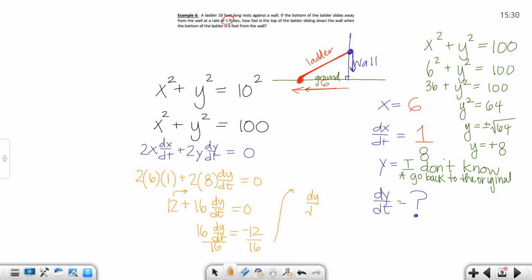and dy/dt would equal negative 12 over 16. That reduces by 4 to negative 3 over 4. You'll notice that that derivative is negative. If that derivative is negative, that means it's falling, and this ladder is certainly falling.